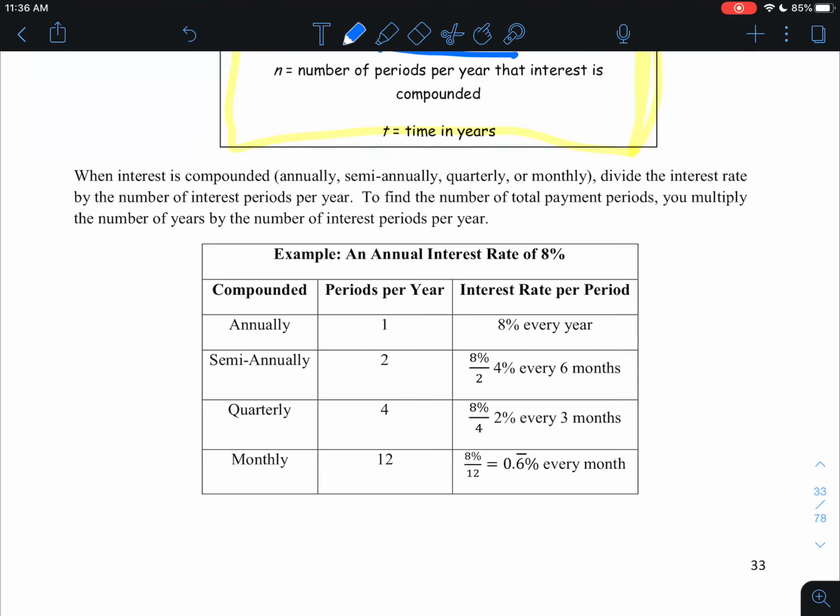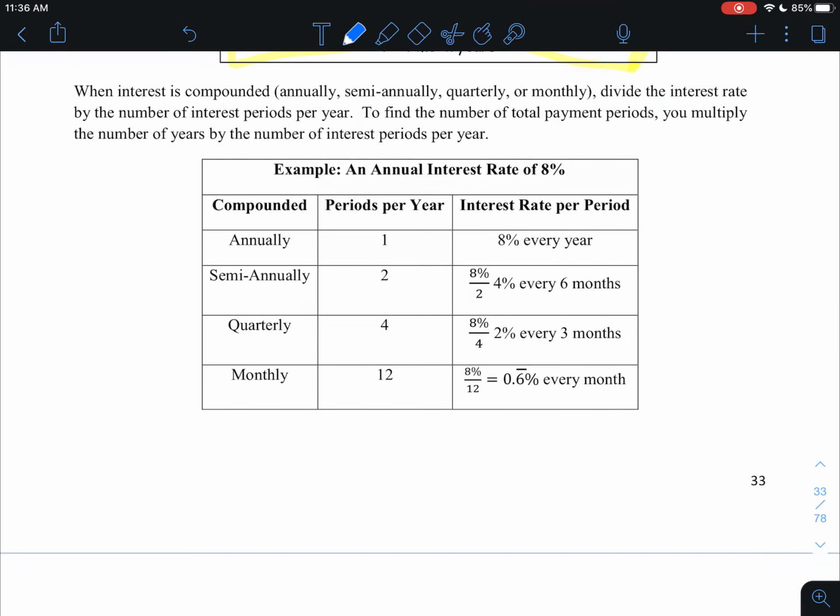If it's semi-annually, that means twice a year. That means there are 2 pay periods a year, and you split it in half, so you earn 4% every 6 months. Similarly, quarterly, 4 periods a year, so you divide 8% by 4. You get 2% every 3 months. And if your interest is compounded monthly, there are 12 periods per year, and so you earn 0.6 repeating percent every month.